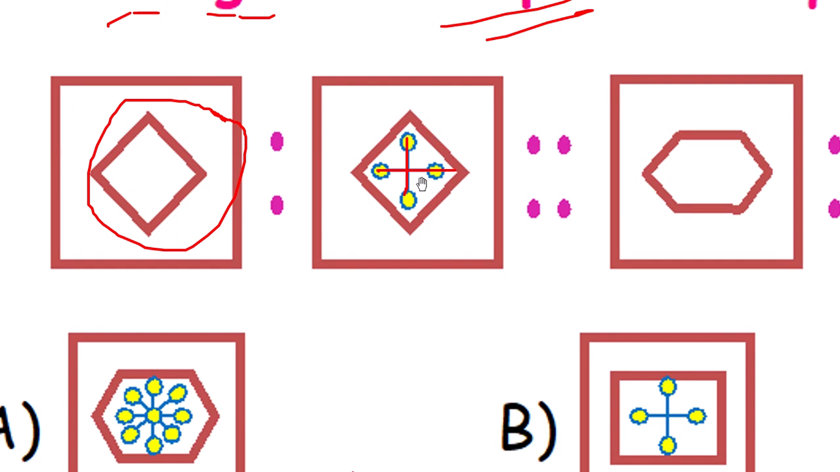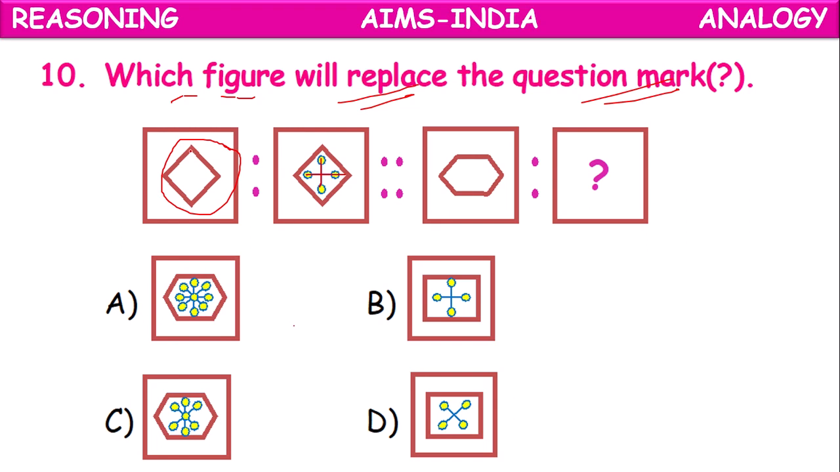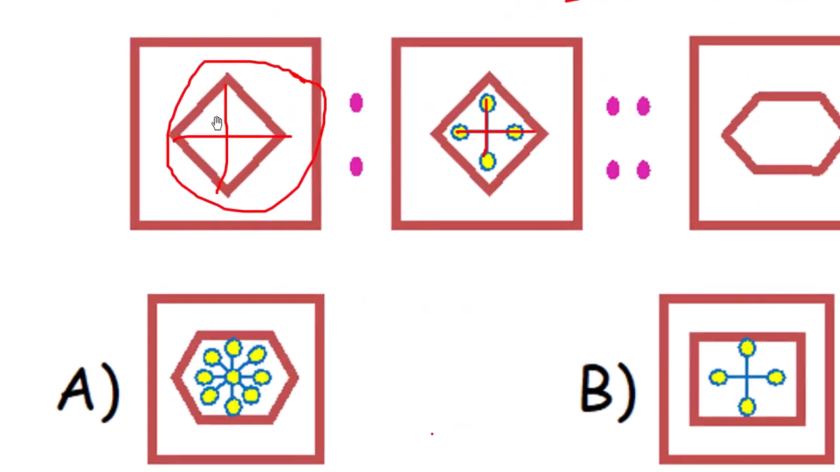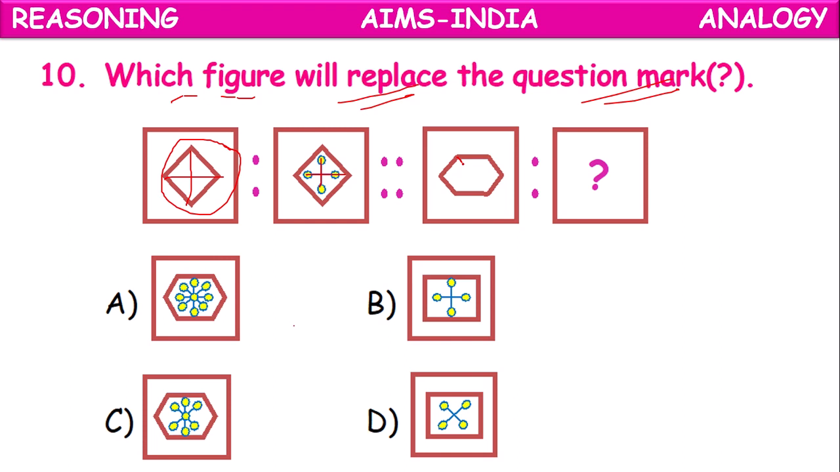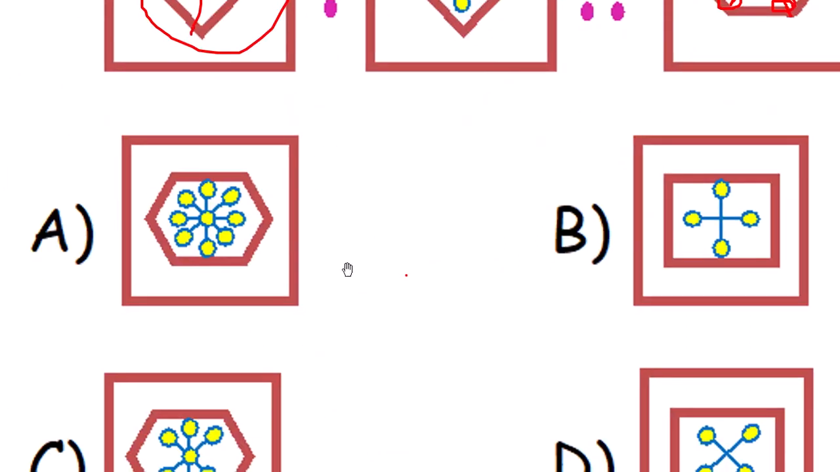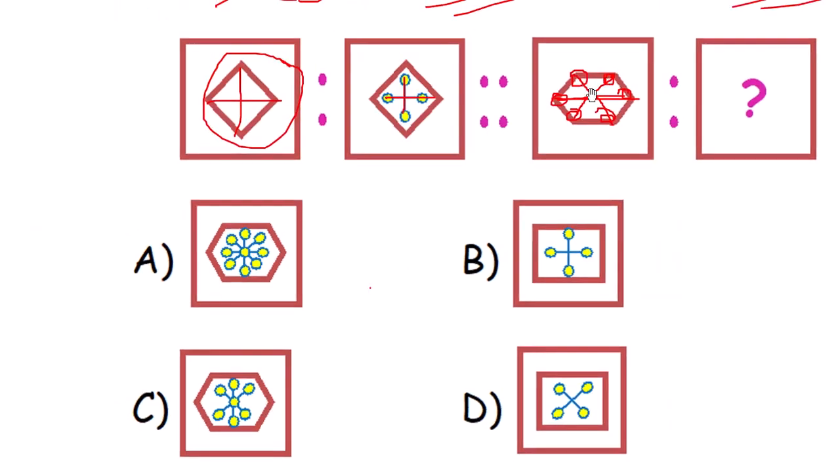Next one, which figure will replace the question mark? So here, this is the figure. Here, these two lines with circles appeared in the second figure. So these two lines are drawn like diagonals, joining opposite points. In the same way, if we join opposite points in this figure, we will get three lines, three lines with circles at all the end points.